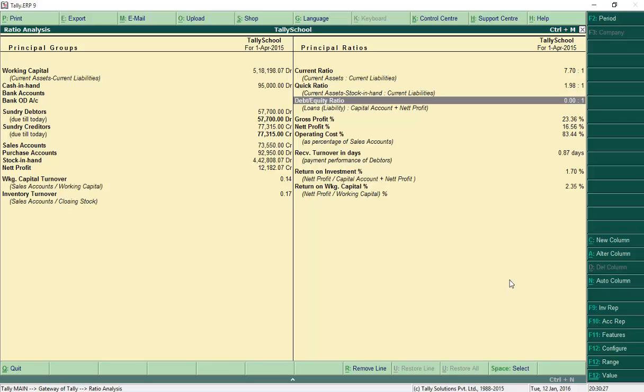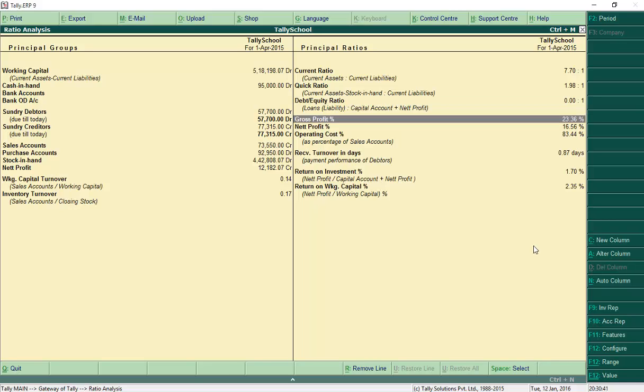Now debt equity ratio is debt to equity. How much you have taken from outside and how much you have your own money in the business. So we haven't taken anything from outside, so it is 0 is to 1. So whatever we have put in the business is our own.